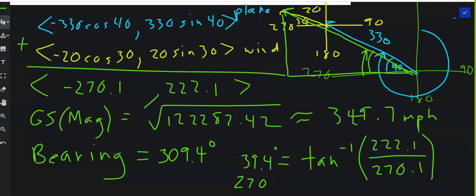Question? You're just using the Pythagorean Theorem, so 270.1 squared plus 222.1 squared. So I'm just doing that to find that. Yeah, I did the Pythagorean Theorem. Ooh, that's not a good thing. Yeah, you got a super fast plane, didn't you? Yes, very fast.